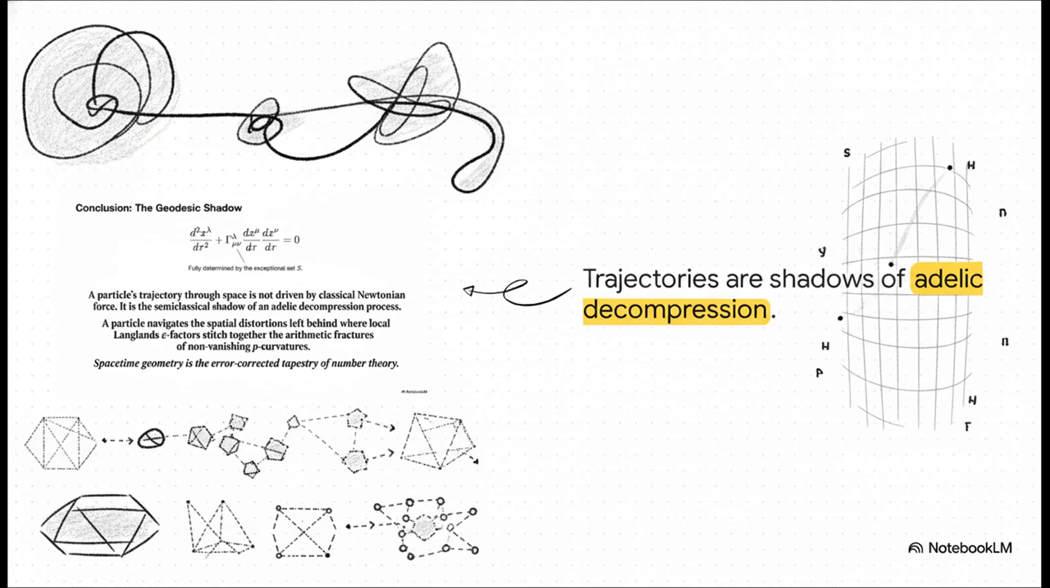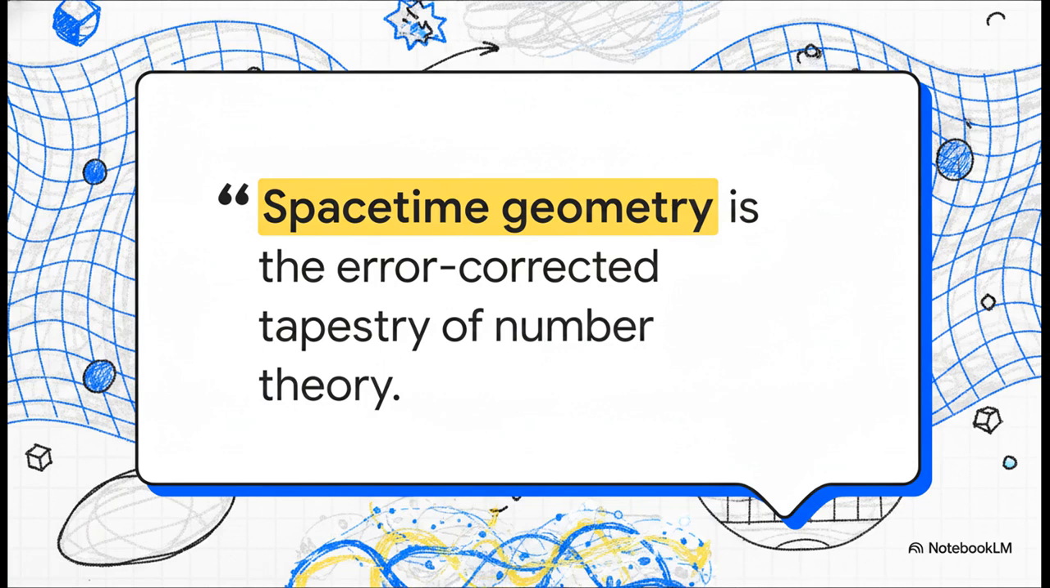When a particle travels along a geodesic, it isn't feeling a classical Newtonian force pulling it. No, it is merely navigating the semi-classical shadow left behind by the local Langlands epsilon factors as they diligently stitch together the arithmetic fractures caused by non-vanishing p-curvatures. I want to leave you with this final, profound thought from our source material. Space-time geometry is the error-corrected tapestry of number theory.